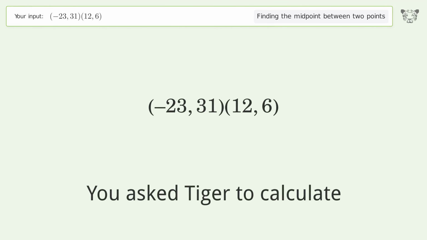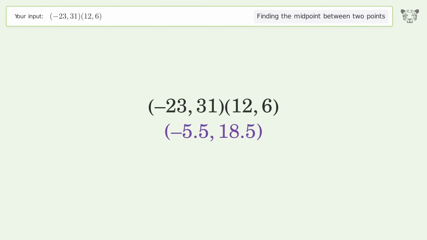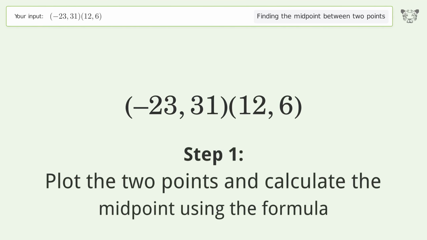You ask Tiger to calculate. This deals with finding the midpoint between 2 points. The midpoint between the 2 points is -5.5, 18.5. Let's solve it step by step. Plot the 2 points and calculate the midpoint using the formula.